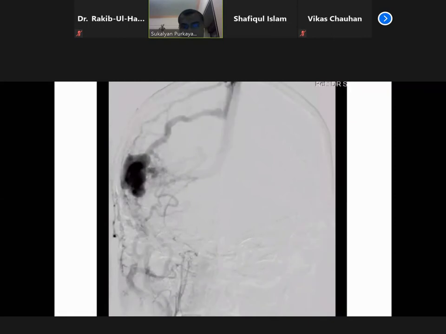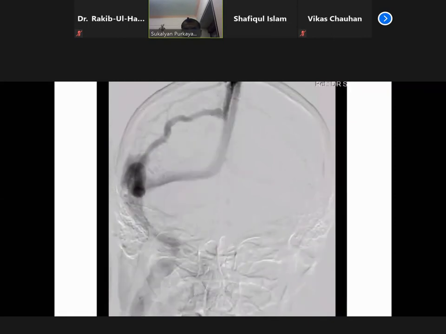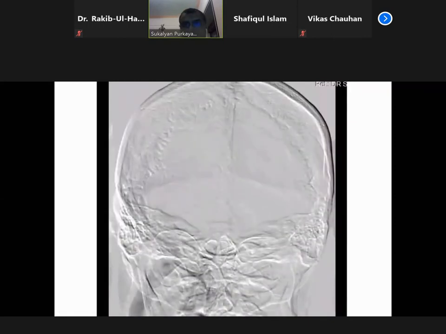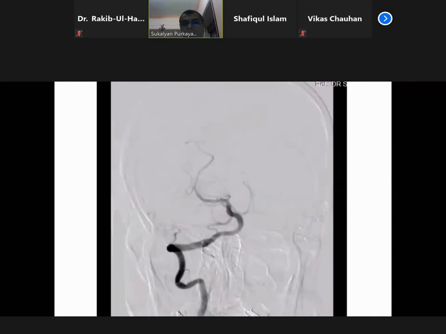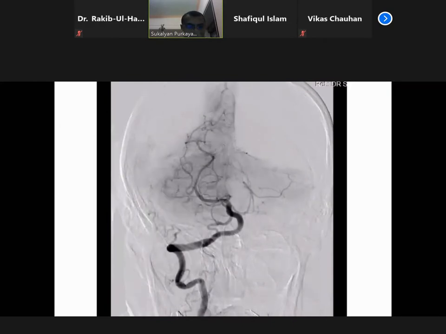Now, somebody was asking whether we can call it an AVM. No, certainly not. This is a dural fistula directly into the vein with tortuosity and ectasia of the vein. So we obviously define it as a type 4 fistula.